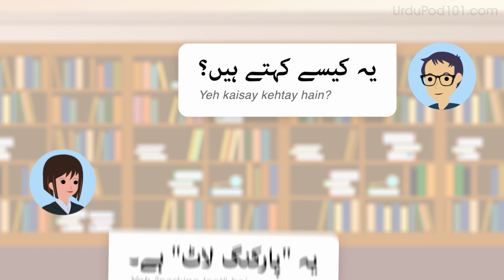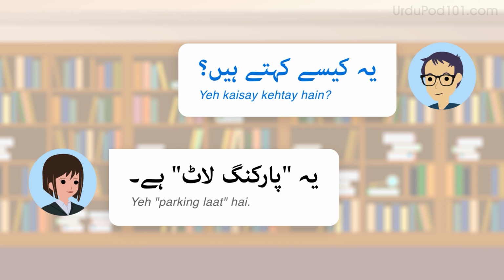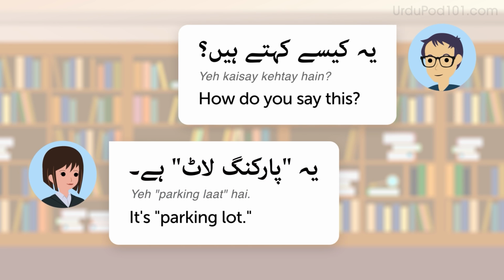Listen to the dialogue. ये कैसे कहते हैं? ये पार्किंग लॉट है. Once more with the English translation. ये कैसे कहते हैं? How do you say this? ये पार्किंग लॉट है. It's parking lot.